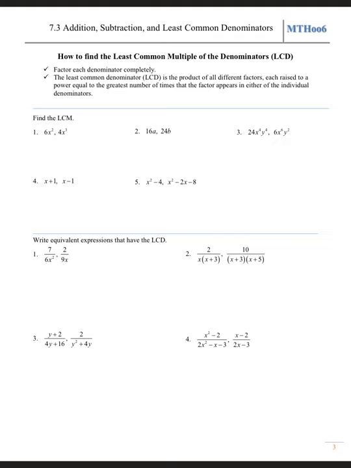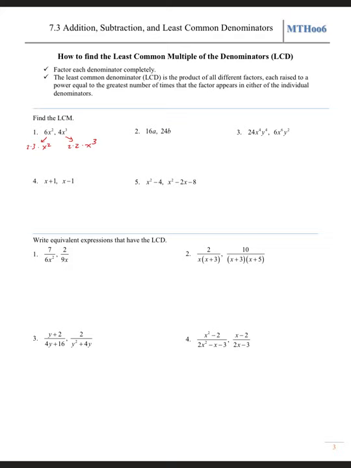Okay, so for the first one, we want to find the LCM of 6x squared and 4x cubed. Well, the first thing we want to do is factor a 6 and a 4. You can ask yourself to make it easier, what number goes into both of those evenly? The biggest one, you might say, oh, a 2 does. So we want to factor a 2 out of each of these. So a 6 would be 2 times 3, and we can write an x squared here. Now 4x cubed, we can say, all right, 2 times 2 and x cubed.